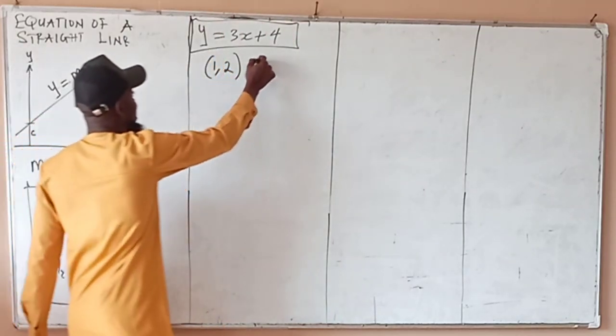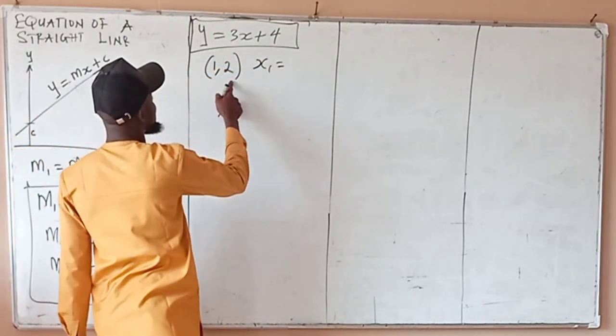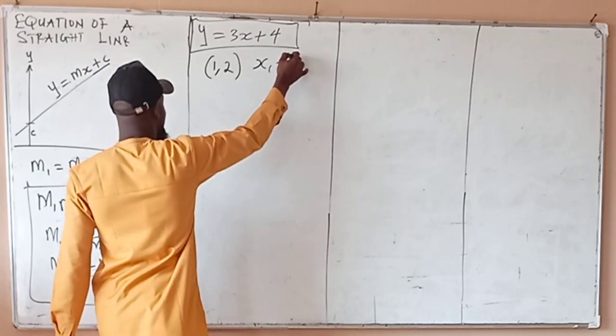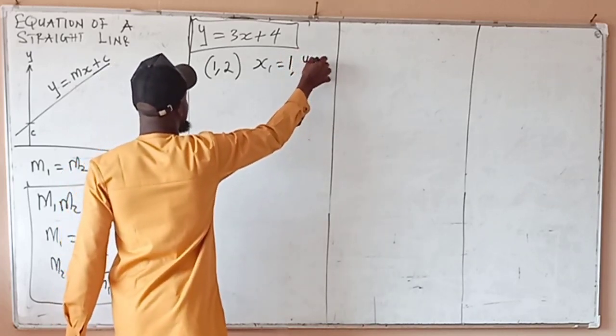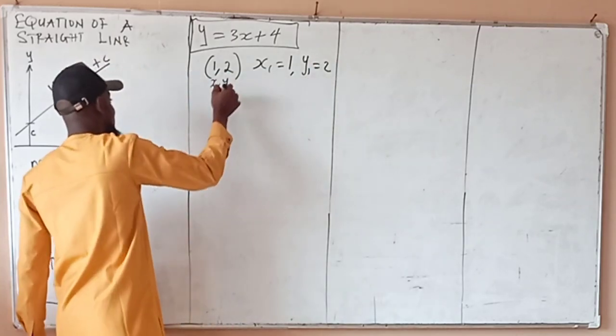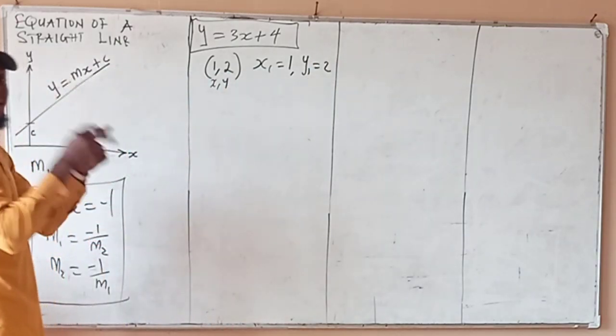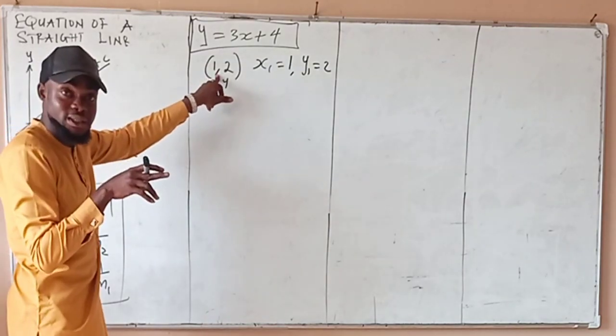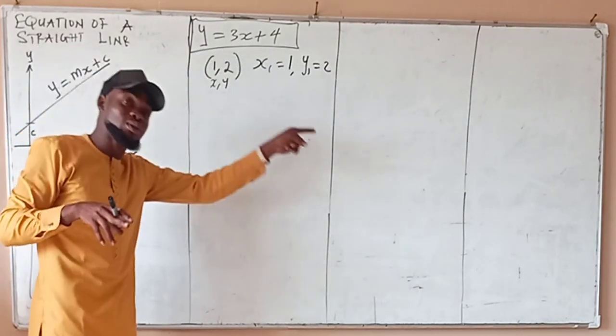We already know that x1 is 1 and y1 is 2. Remember, we want the equation of a line that passes through a given point with a known gradient.